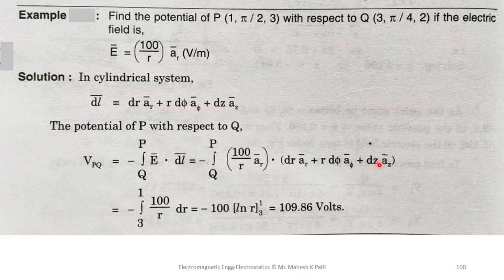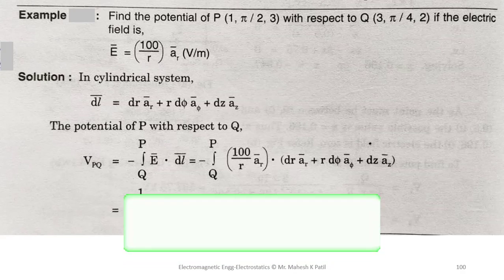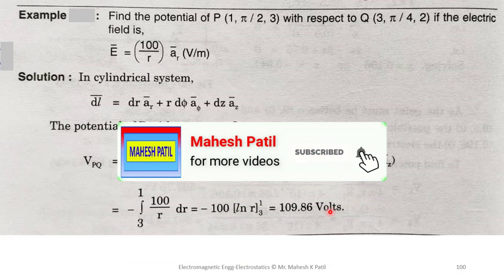Now simply take the dot product here. So A r bar dot A r bar is possible here, and all other dot products are not possible here. If you simplify this dot product, we are going to get this as 100 upon R dr, and the limits considered here are 3 to 1. So if we evaluate this integration, we will get minus 100 natural log of R with limits from 3 to 1, and if we evaluate this, we will get this answer as 109.86 volt. So this is the potential of P with respect to Q.